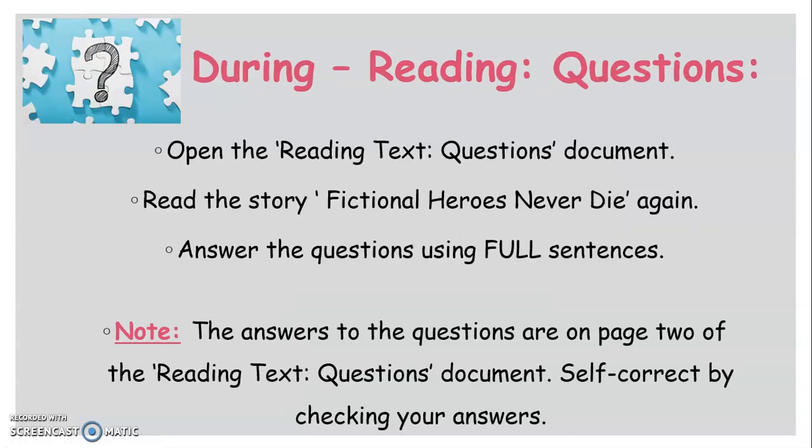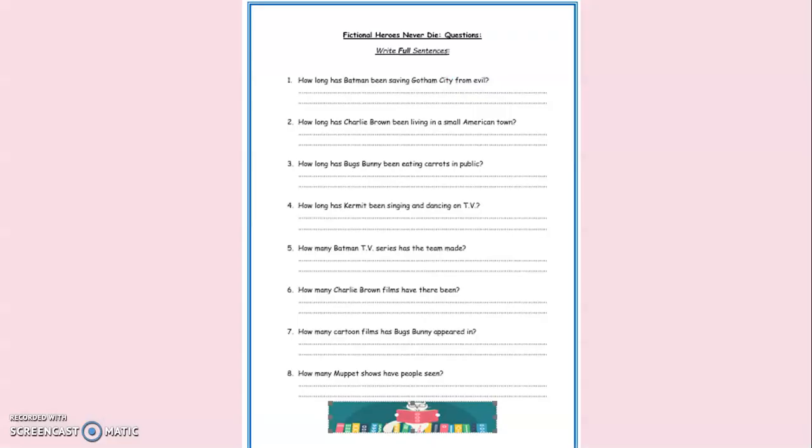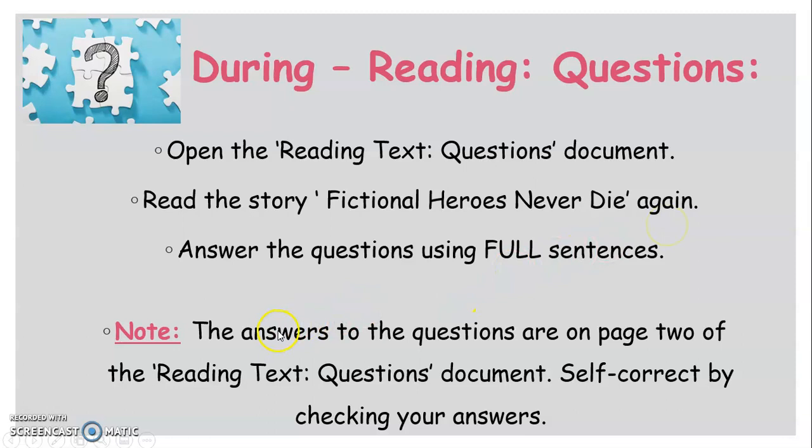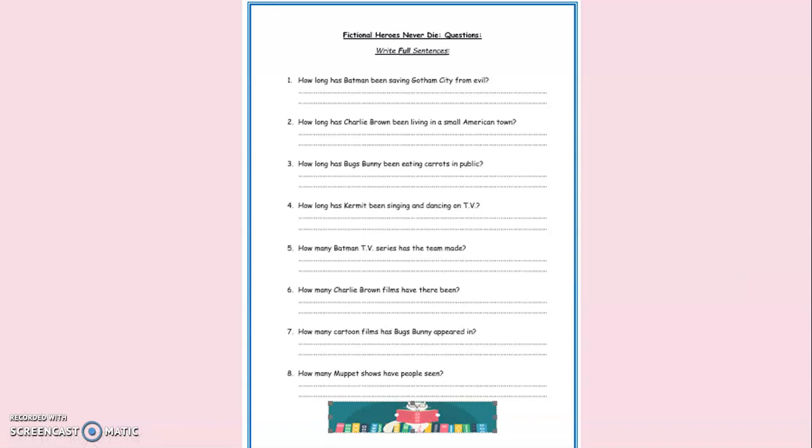Okay, so during reading questions, open the reading text questions document. Read the story Fictional Heroes Never Die again and answer the questions using full sentences. So this is that document. So read the story and answer the questions using full sentences. Now, please note that the answers to the questions are on page 2 of the reading text questions document. You can self-correct by checking your answers when you have finished. And you can pause the video here while you complete the questions.